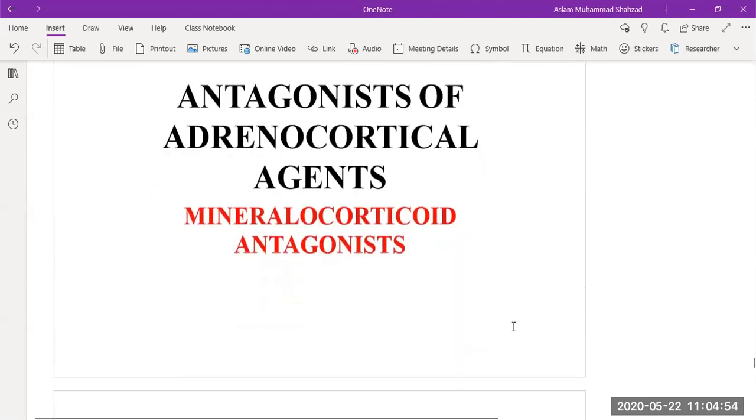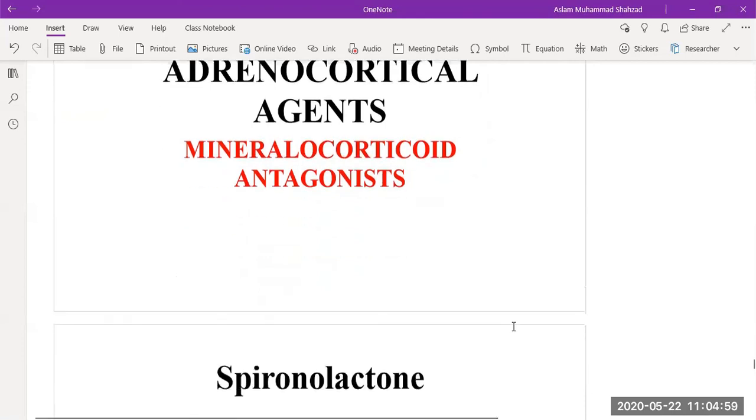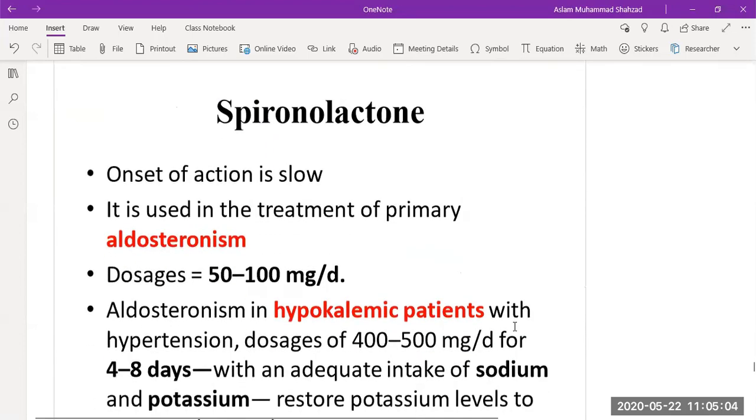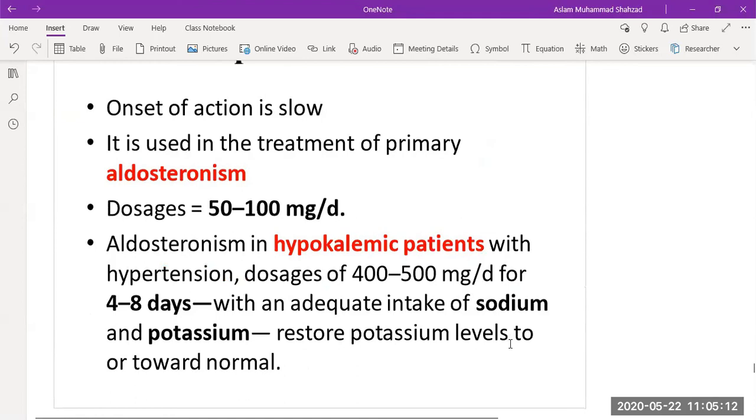Then the other classification in antagonists of adrenocortical agents is mineralocorticoid antagonists, and a common example is spironolactone, which is also used for the treatment of primary aldosteronism. The recommended dose is 50 to 100 milligram per day. And for aldosteronism in hypokalemia patients having low potassium level with hypertension, the recommended dose is 400 to 500 milligram per day for 4 to 8 days with adequate intake of sodium and potassium.